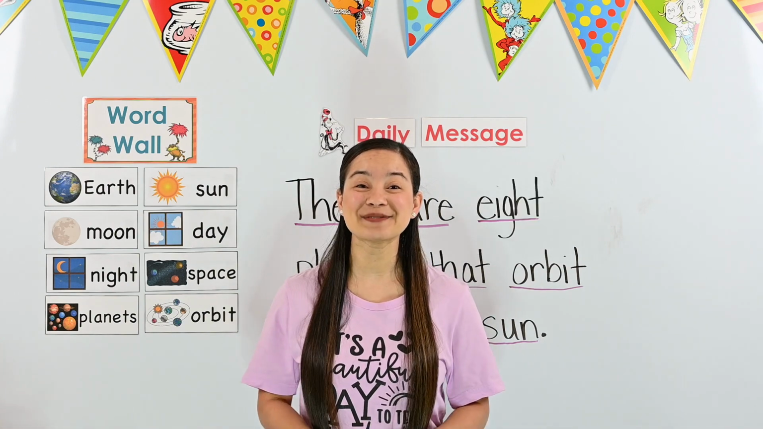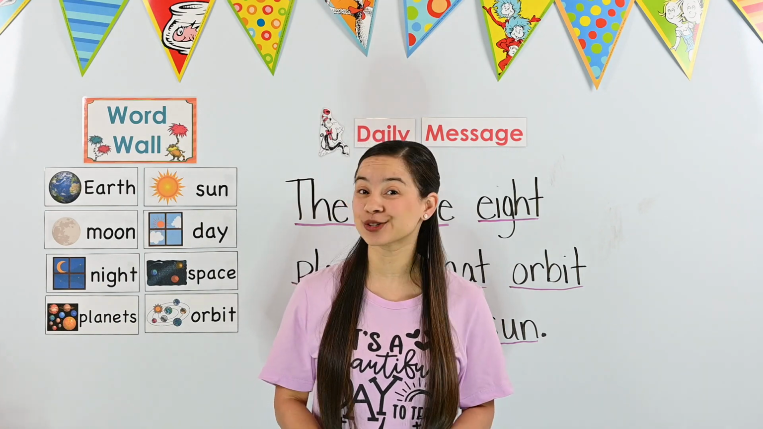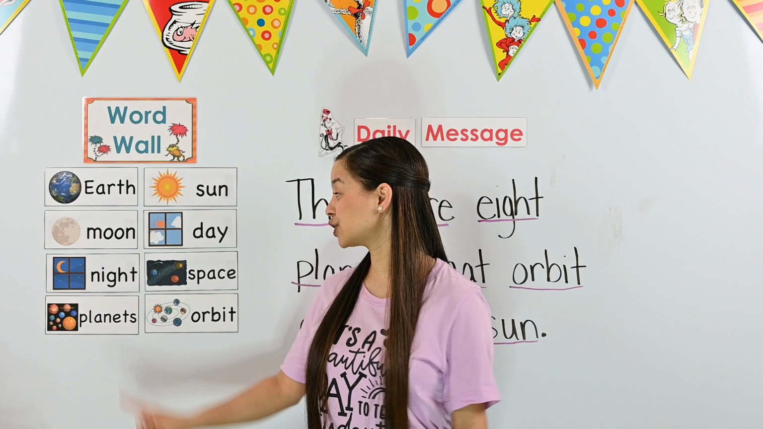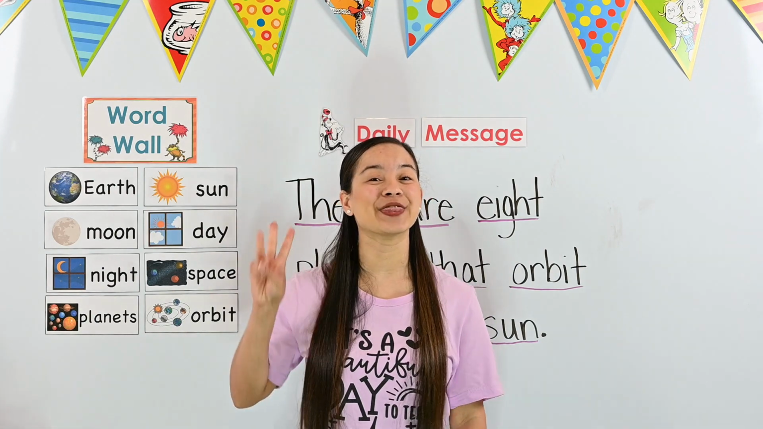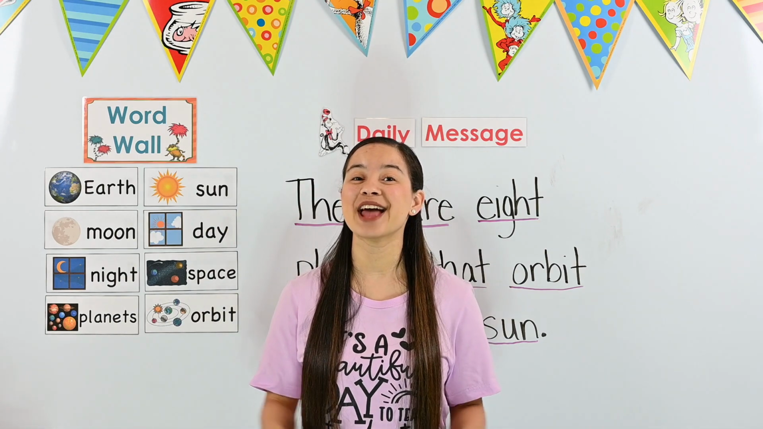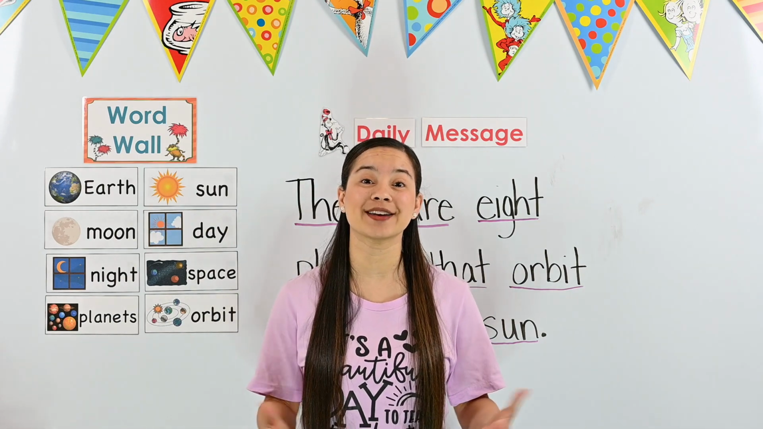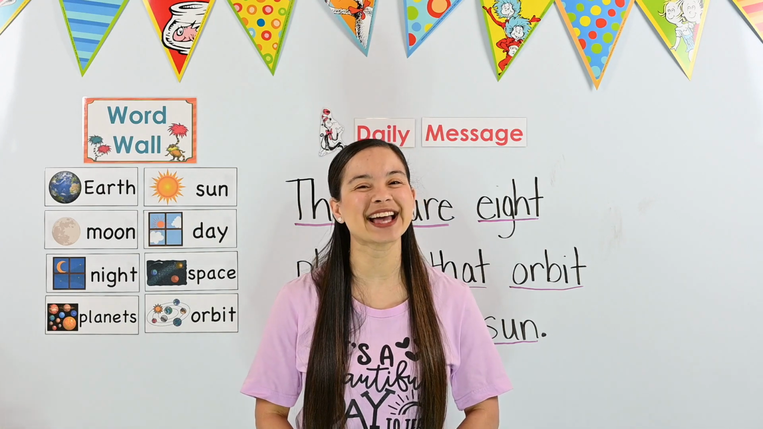Well, that's it for Circle Time today. We learned that there are 8 planets in our solar system, and those planets orbit around the sun. Earth is the 3rd planet. We are the 3rd closest planet to the sun, and we are in the perfect spot so that we can have life. I hope you enjoyed today's activities.